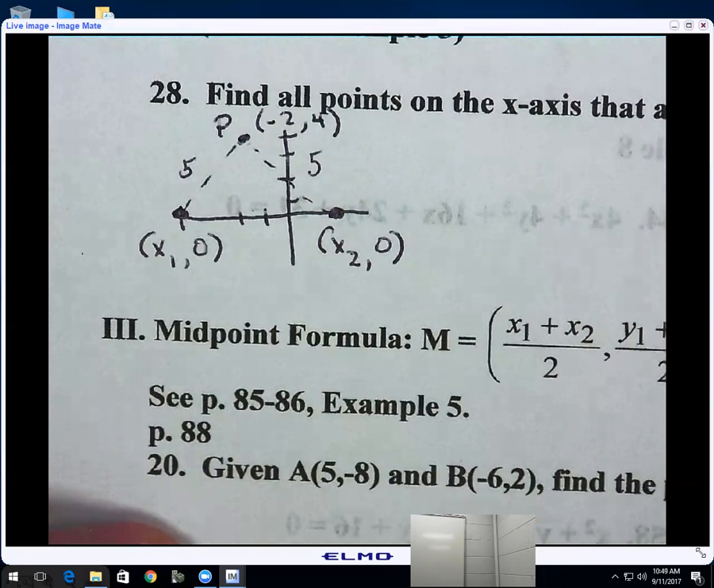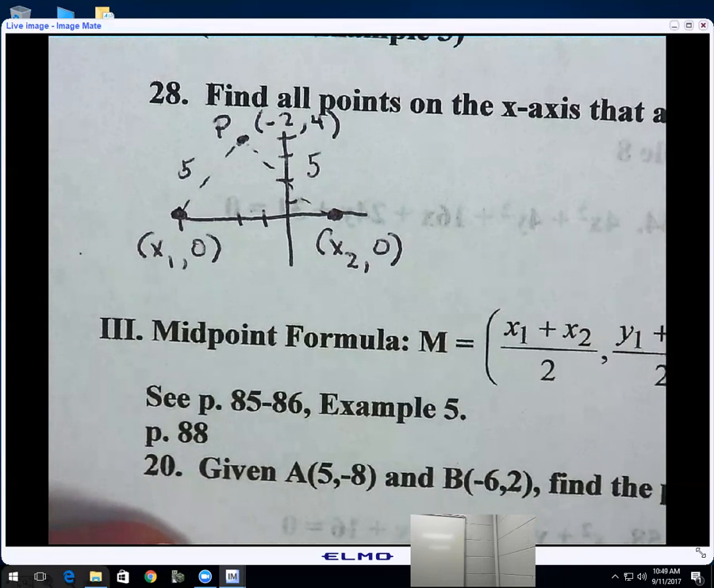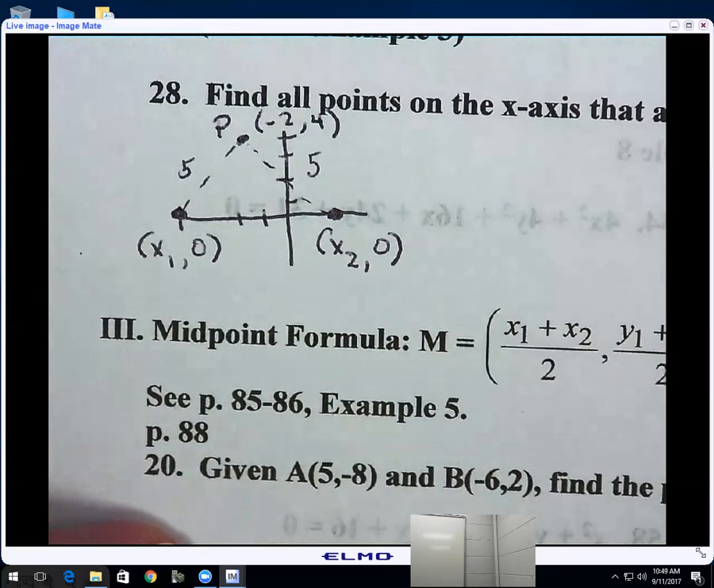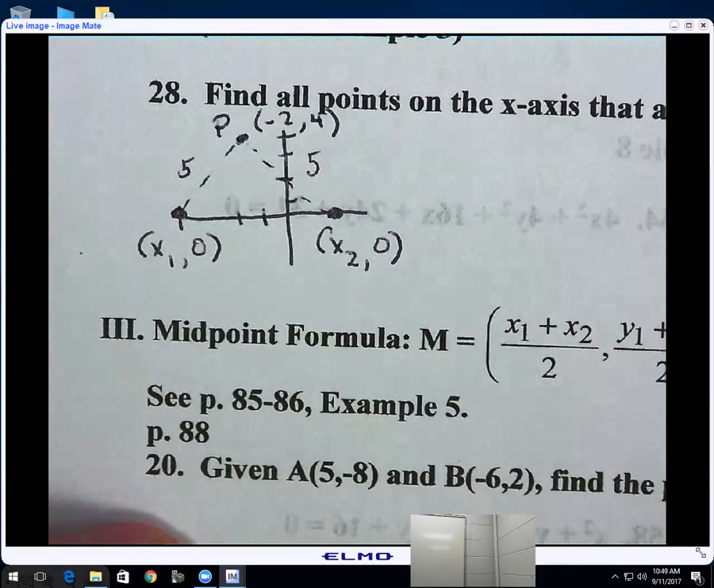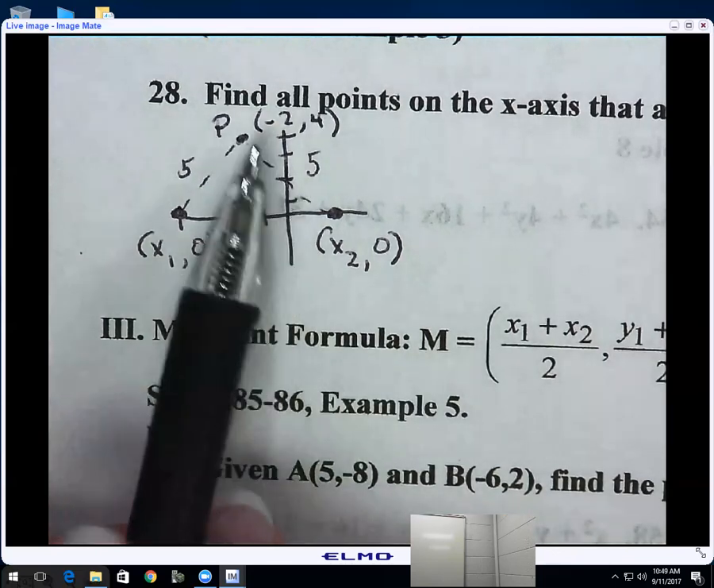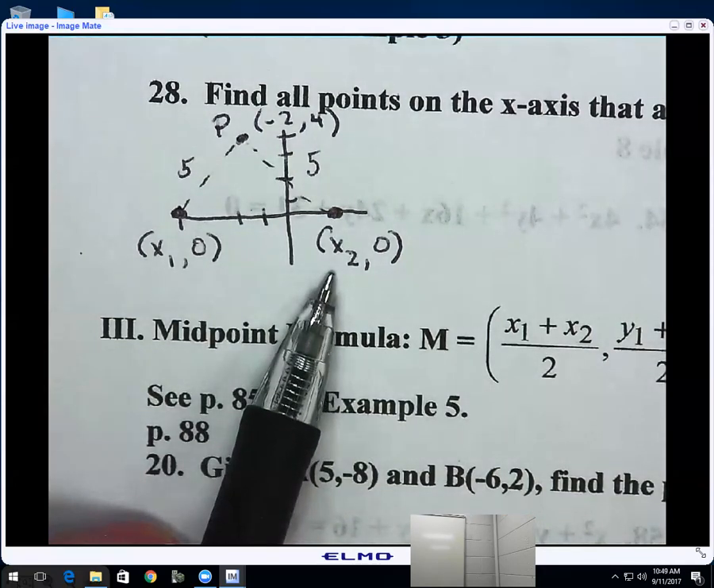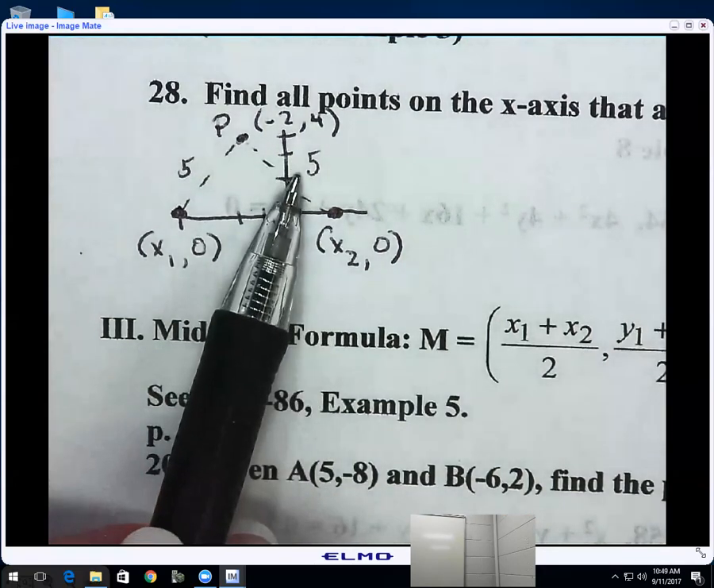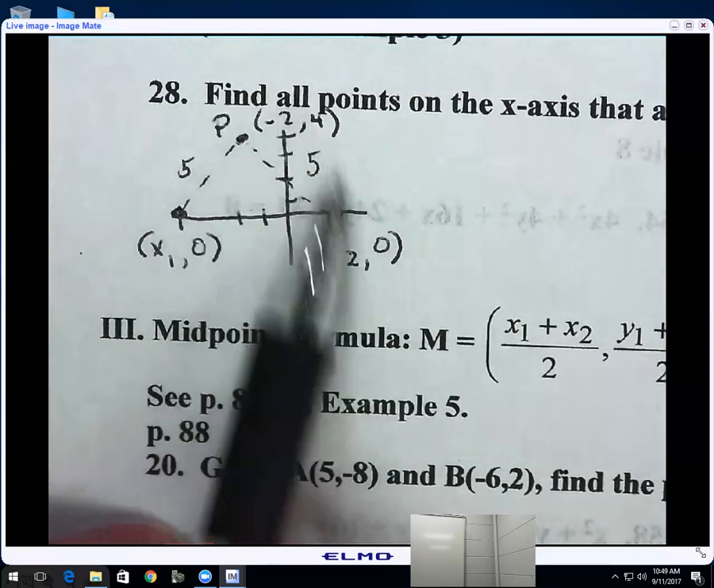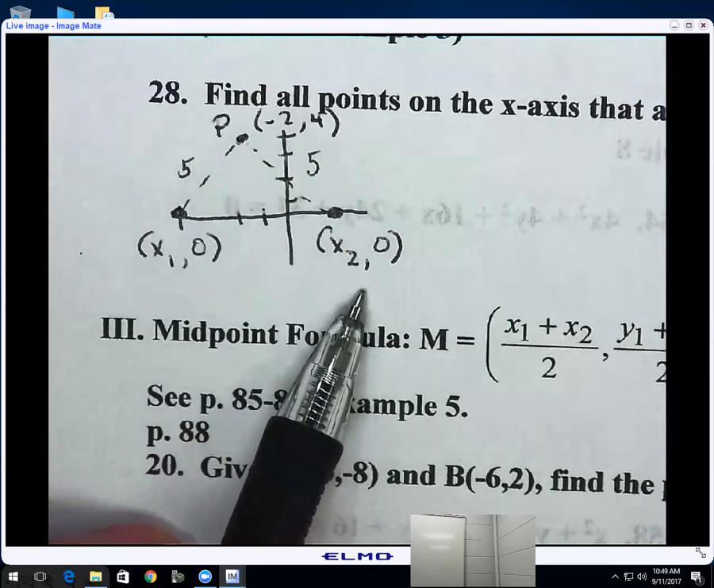To use the distance formula, I have to know 2 of 3 things. The 3 things are the 2 ordered pairs and the distance. Well, I have 1 ordered pair, I have a half of an ordered pair, and I have a distance. I think I could plug those 3 things into the distance formula.